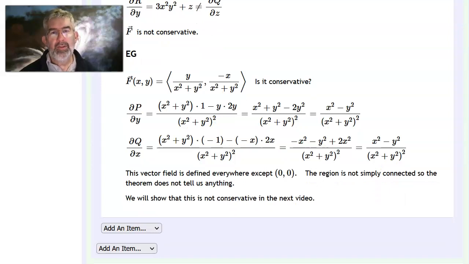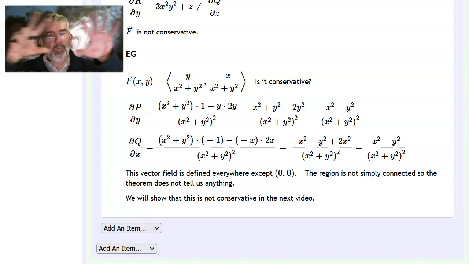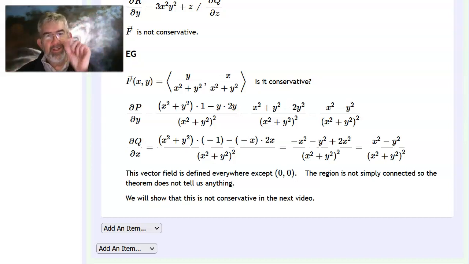The thing is, the region that this is defined on is the whole plane except the origin, right? You've got that x squared plus y squared in the denominator. You can't divide by 0, and the only thing that'll make that denominator 0 is when x and y are both 0. So this is the whole plane except that one little point in the middle, but by taking out that one little point, you've now made it a region that is not simply connected. It is open, but it's not simply connected.